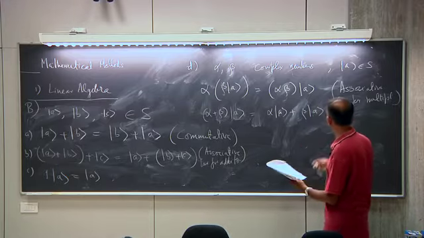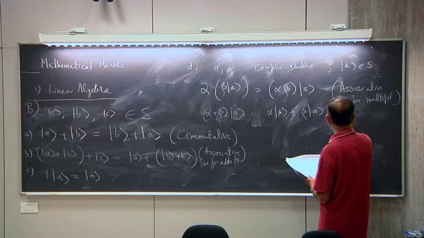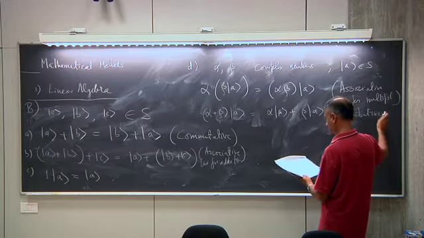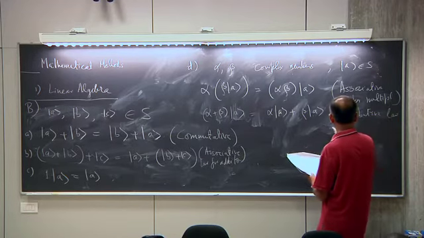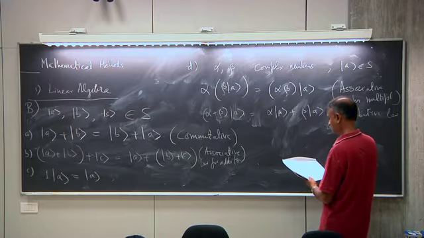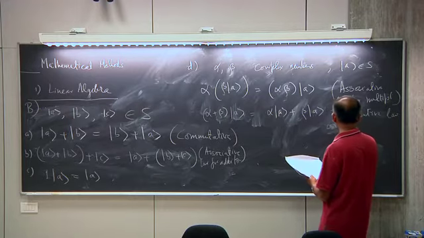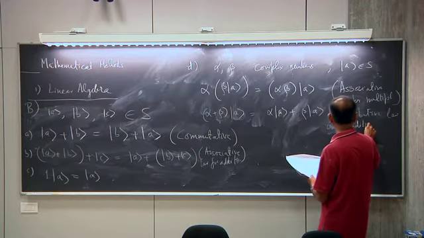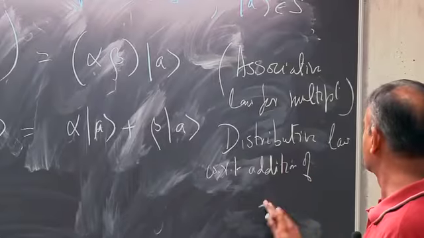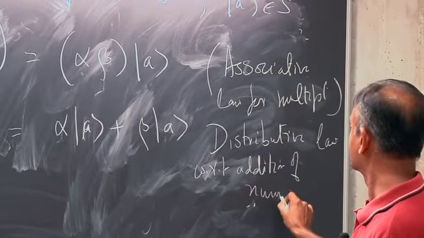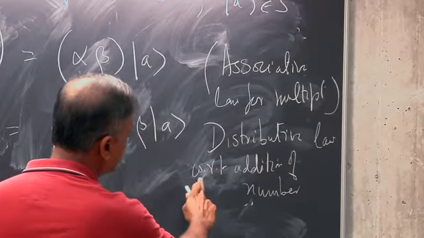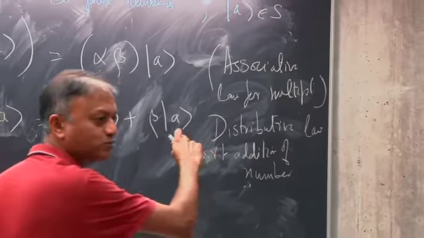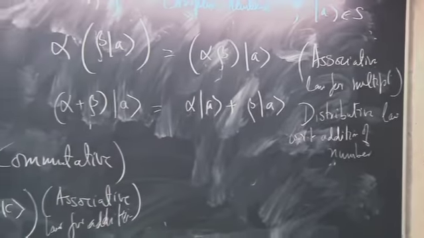So this law is called the distributive law with respect to addition of numbers, complex numbers. Okay. Instead of writing the whole thing, with respect to, WRT, with respect to addition of complex numbers.